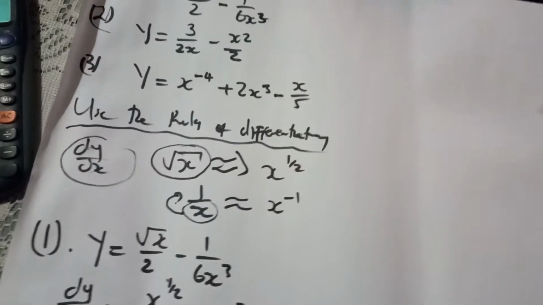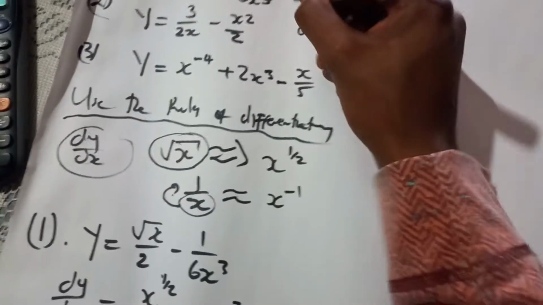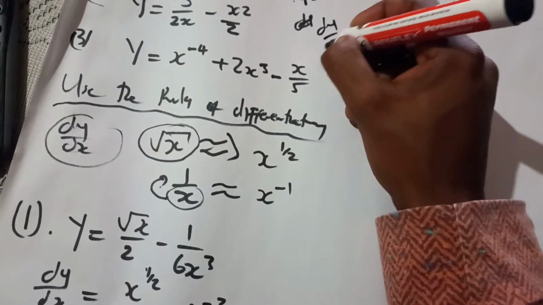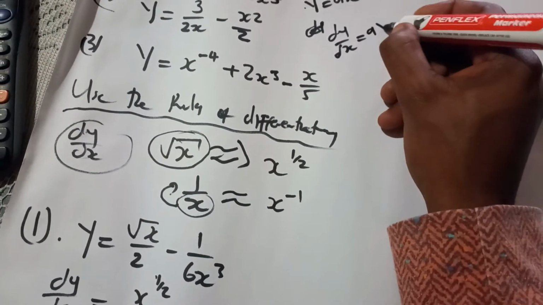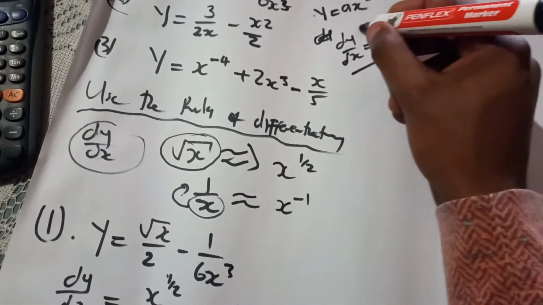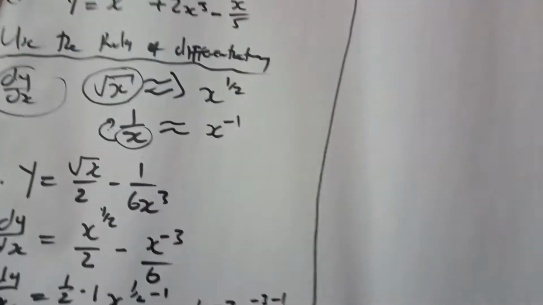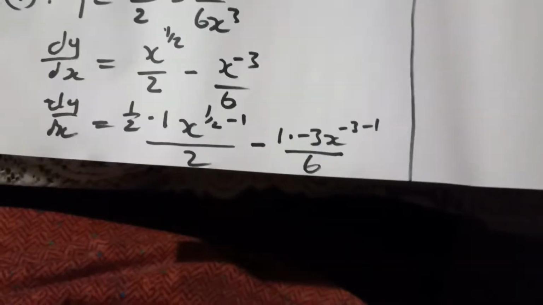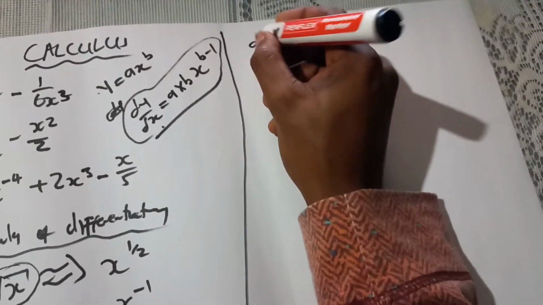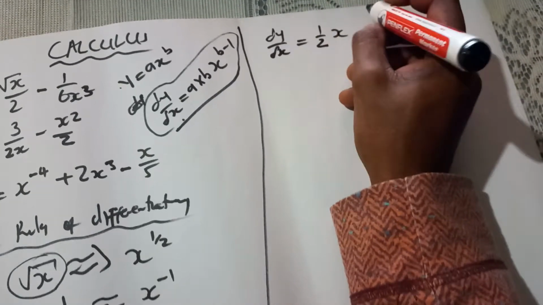Remember, before we get to differentiation, our y is ax to the power b. So dy over dx equals a multiplied by b x to the power b minus 1. This is one rule we shall never neglect. This is how it's always and will always be. So we're here, 1 over 2 multiplied by 1 over 2, that's dy over dx, which equals 1 over 2x.